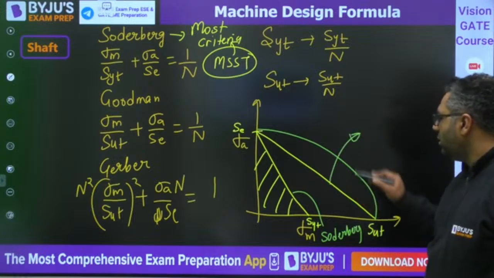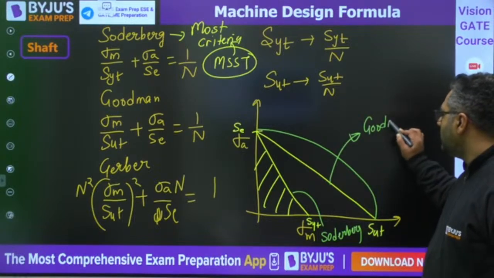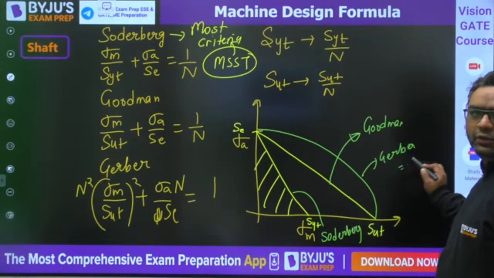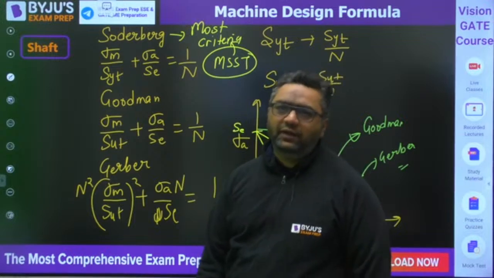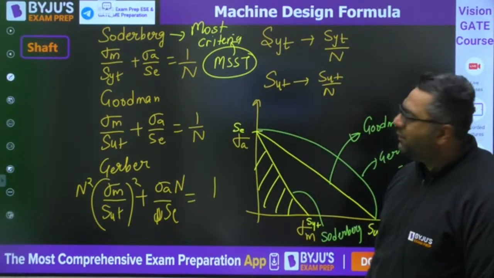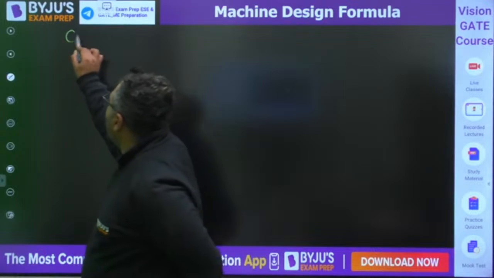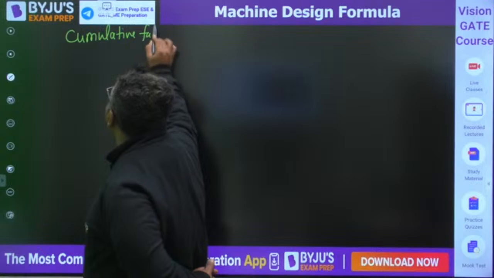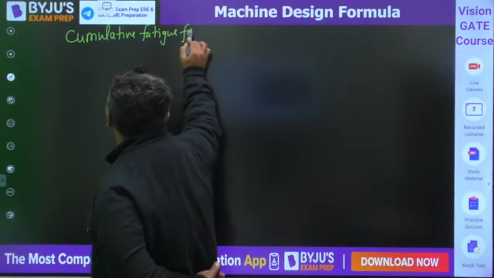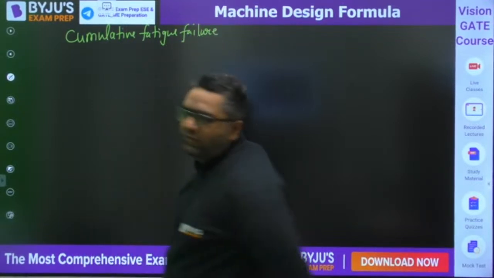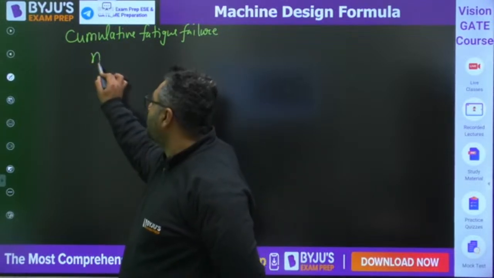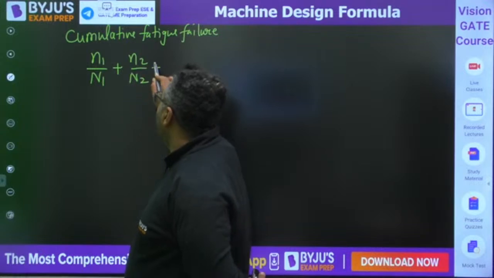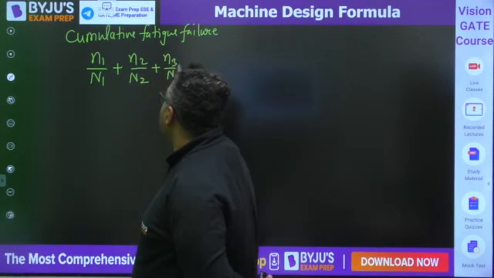This is for Goodman. This is for Gerber. And last but not the least is cumulative fatigue failure. I feel everybody is getting this now. The last one is the cumulative fatigue failure. Who has given the formula for cumulative fatigue failure, which is nothing but small n1 by capital N1 plus small n2 by capital N2 plus small n3 by capital N3 is equal to 1.